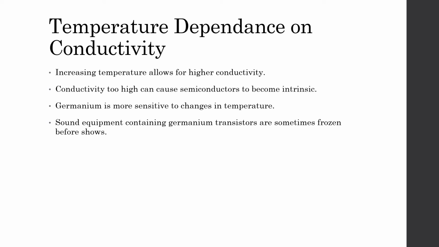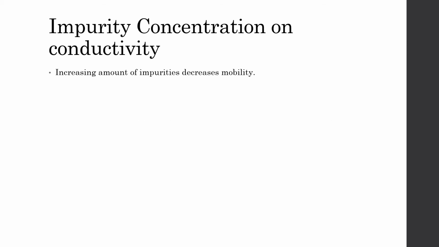Germanium especially is more sensitive to changes in temperature, which is what led to the rise in silicon and the downfall of germanium in modern technology, except for in certain pieces of equipment. For example, in sound equipment, sometimes they contain germanium transistors for amplification purposes, and they are frozen before shows to get better sound. However, freezing them can cause complete failure of semiconductivity, as there will not be enough energy to move electrons around.